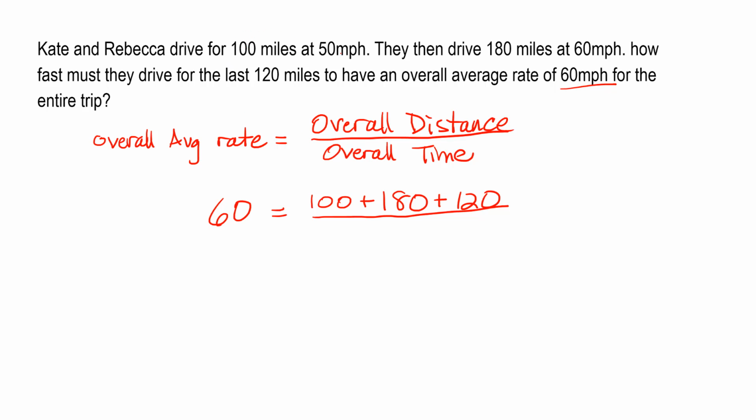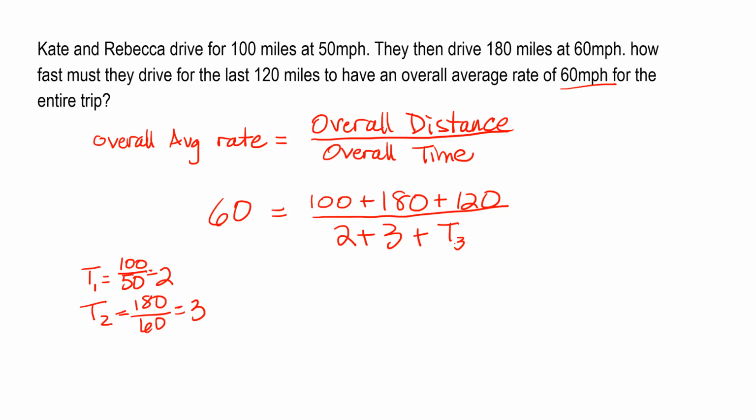So again, we have 100 miles at 50 miles per hour. So the time for the first part of the trip, I'll just call it T sub 1, is equal to 100 over 50. Distance over rate is equal to time. So that's 2 hours for that part of the trip. For the second part of the trip, the time is distance over rate, 180 over 60. That's 3 hours. So 3 hours here. And then for the last part of the trip, 120 miles, we don't know what the time is. That's what we're looking for. So we'll just call it T sub 3, or we could even just call it T. But just to be different, I'll call it T sub 3.